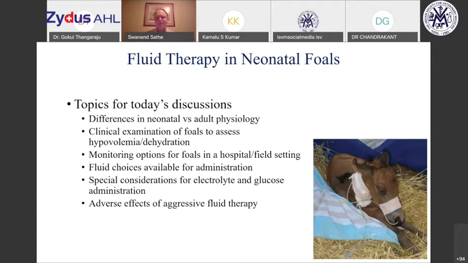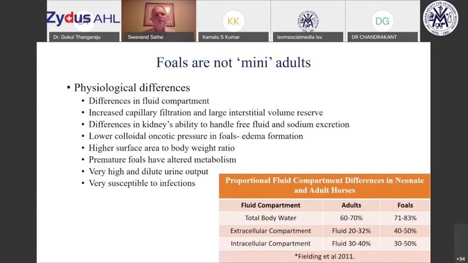So really, foals are not mini adults. They are nowhere near physiologically competent as adult horses. In adult horses, you can give them replacement fluids. You can give them your isotonic regular maintenance fluids at a high rate, and they still tolerate it well. However, foals differ quite greatly in their physiologic needs as well as their compartmental needs.